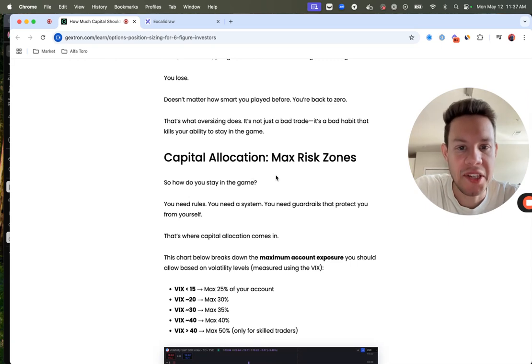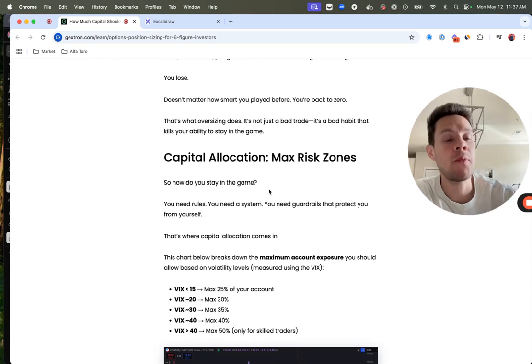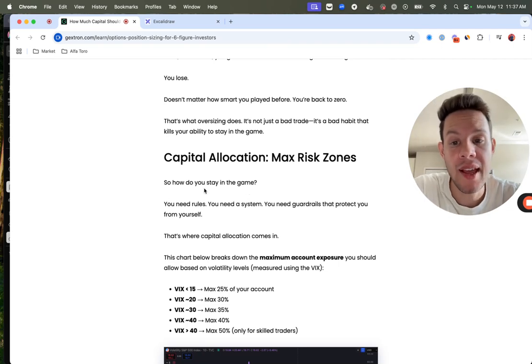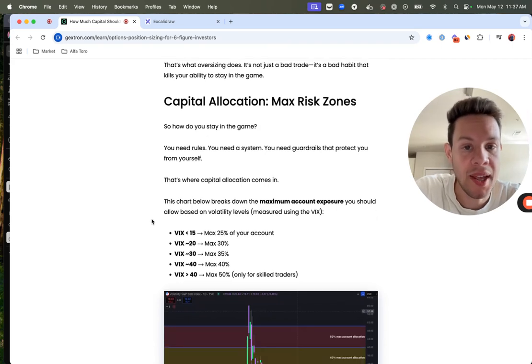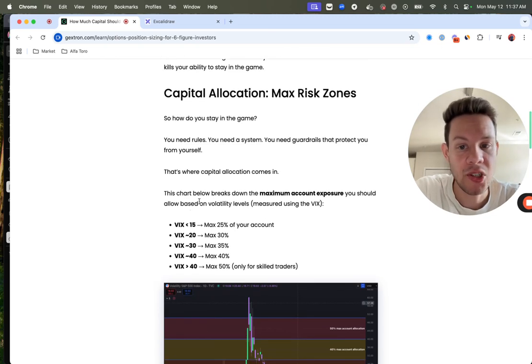So, capital allocation, max risk zones. This is what I teach my students. I say, how much can you put in options? How do you stay in the game? You need rules, you need a system, and you need guardrails that protect you from yourself. That's where capital allocation comes in. This chart below breaks down the maximum account exposure you should allow based on volatility.